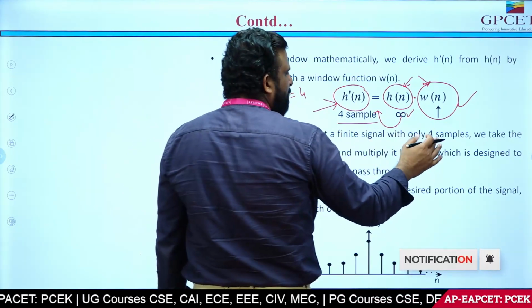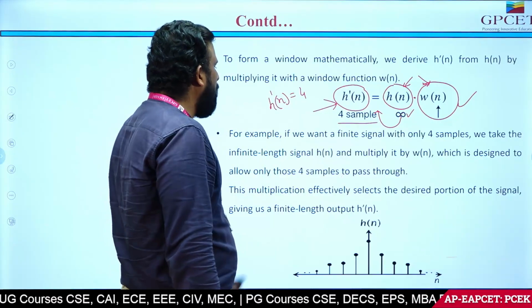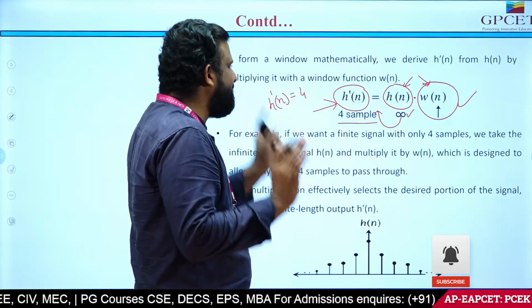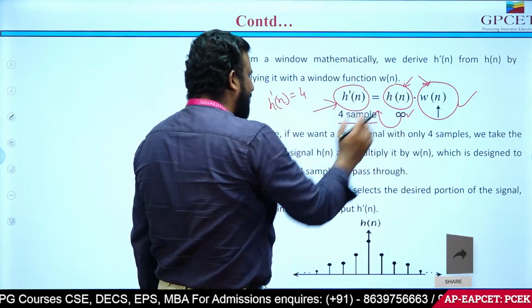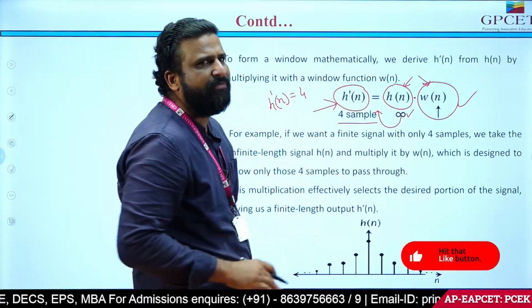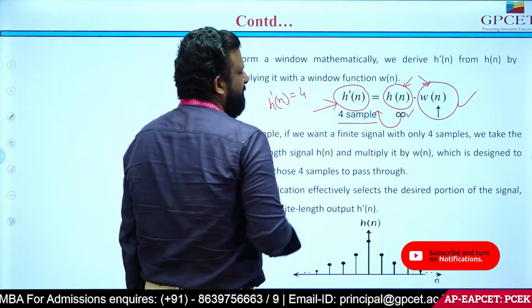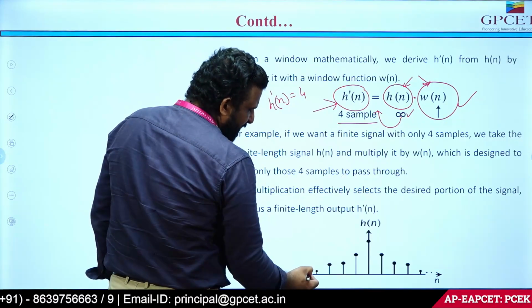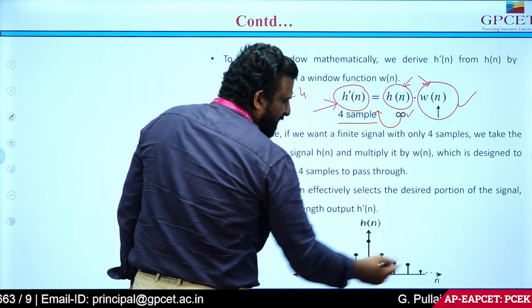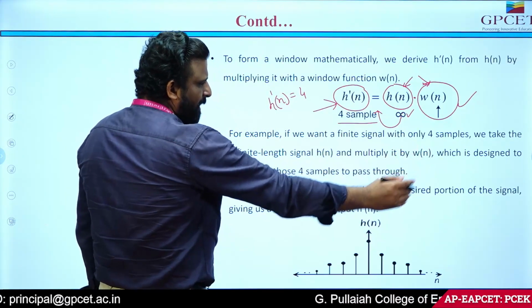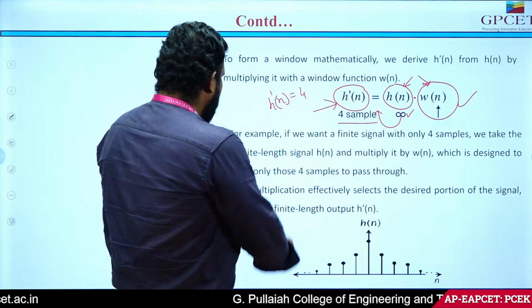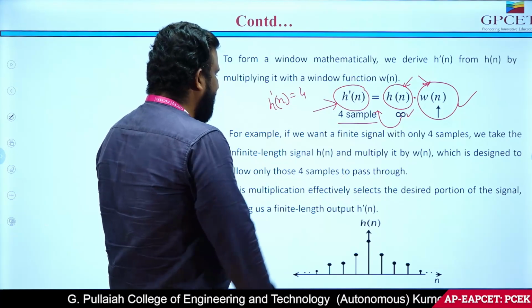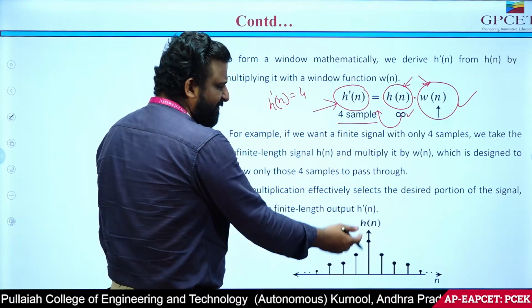If I do that, what am I going to get? The window is designed to allow only 4 samples. Why? Because our agenda is to get only 4 samples, and we design it like that, so that when h of n is multiplied with the windowing function, only 4 samples will pass, and the output will be 4 samples, that is h dash of n. For this, I am taking h of n, which has an infinite number of samples. You can see all the negative and positive parts, and it is an infinite number of samples. This multiplication effectively selects the desired portion of the signal, giving a finite length output h dash of n. Let me see how it is happening with this graph.